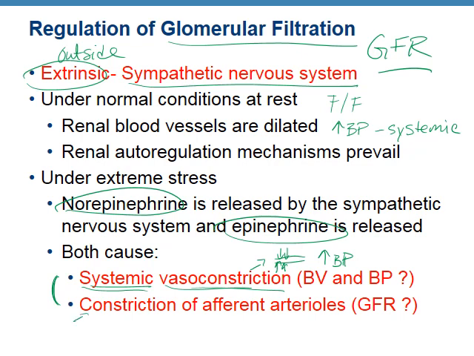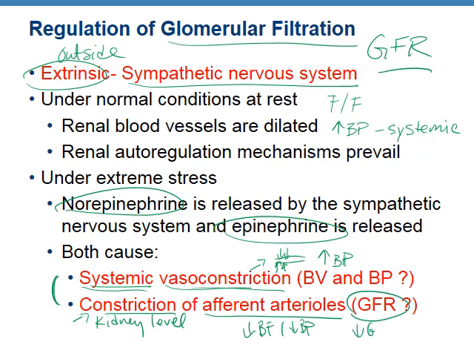But what's going to happen at the kidney level? So this is at the kidney level. We're going to constrict the afferent arteriole. We're going to turn the tap off, right? We're going to decrease blood flow and decrease blood pressure to the kidney. What's going to happen to the glomerular filtration rate? And then what's going to happen eventually to your urine output?